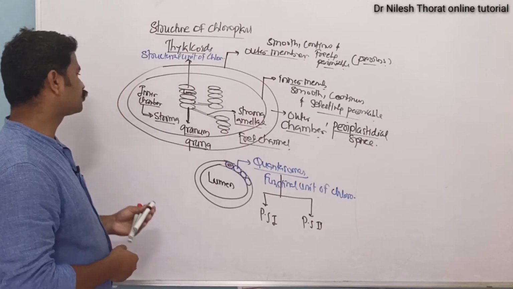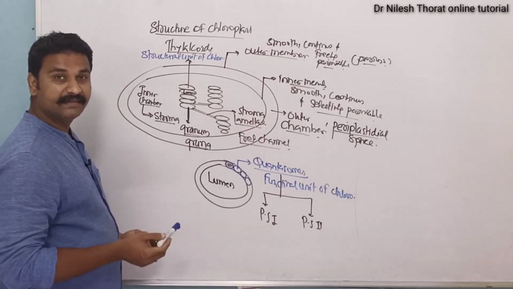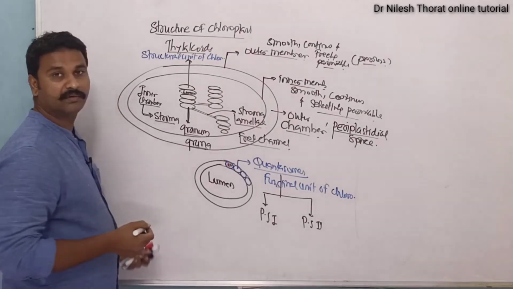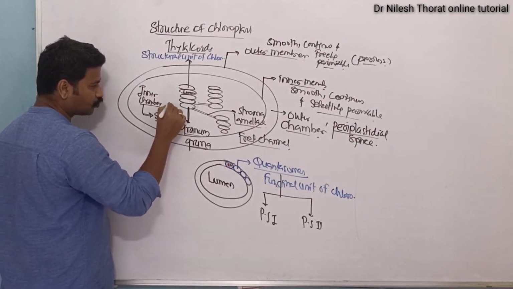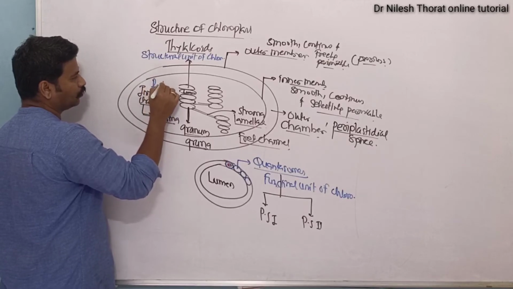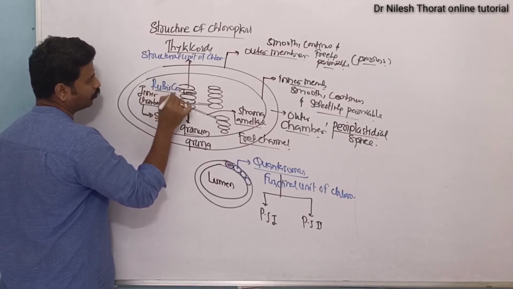Now inside the stroma there are various enzymes which are responsible for Calvin cycle. The main enzyme which is present in stroma is Rubisco.